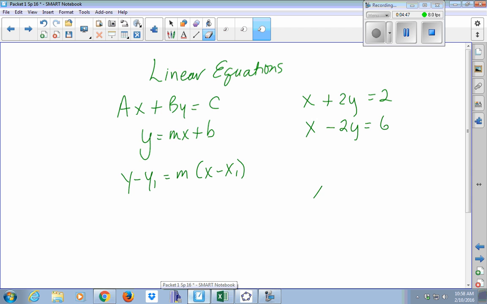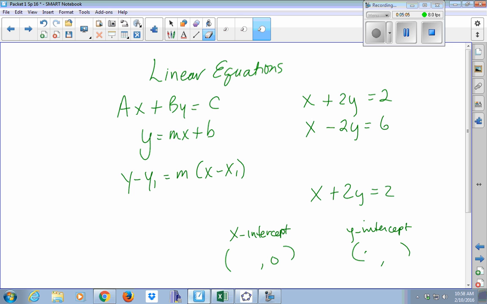When you take this first line and try to find each of your intercepts, let's do your x-intercept. It's set up perfectly for this. So we know with our x-intercept, our y value is 0. And we know with our y-intercept, our x value is 0. So to find your x-intercept, you put 0 in for y.